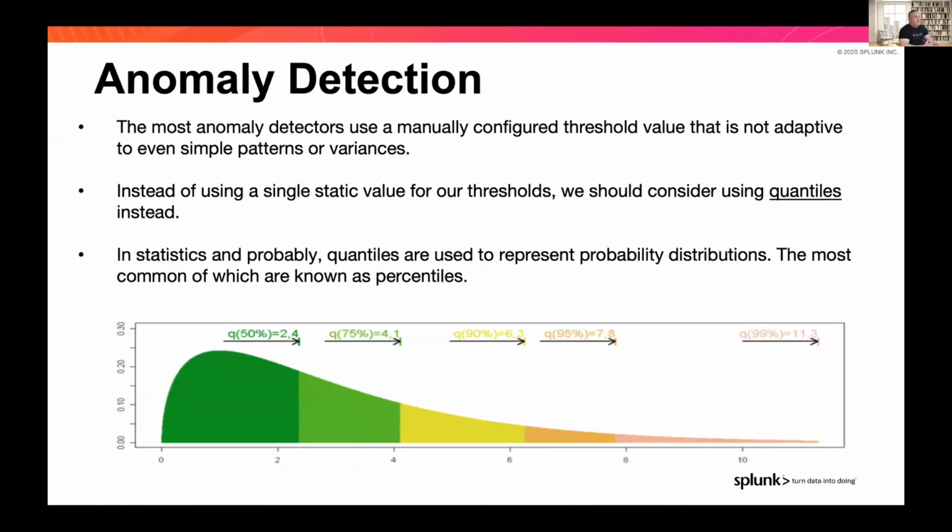The third and final one I'm going to cover is anomaly detection, and that's based on quantiles. Most anomaly detectors have a manually configured threshold that's not adaptive to even simple patterns. So instead of using a single static variable, like send me an alert when the temperature gauge goes over 100 degrees Fahrenheit, for example, you can use something like quantiles instead.